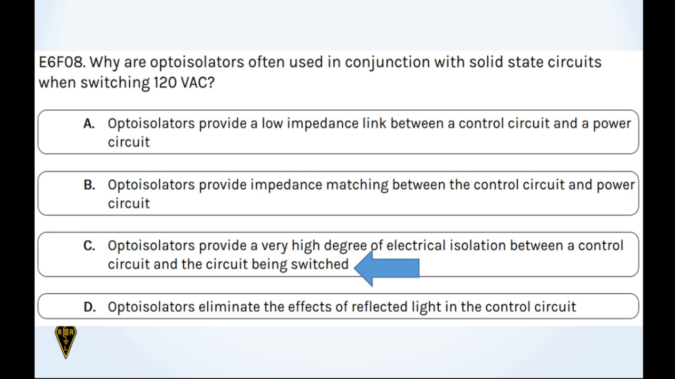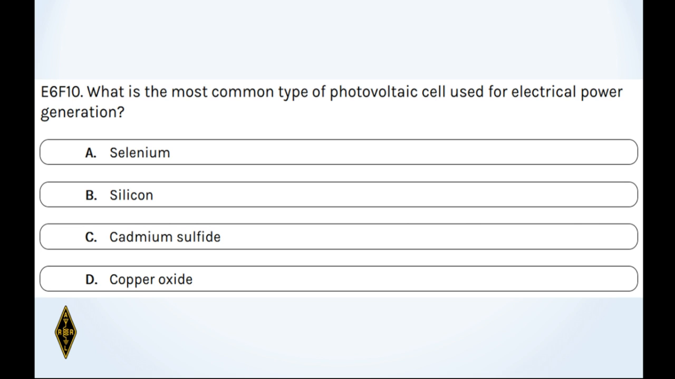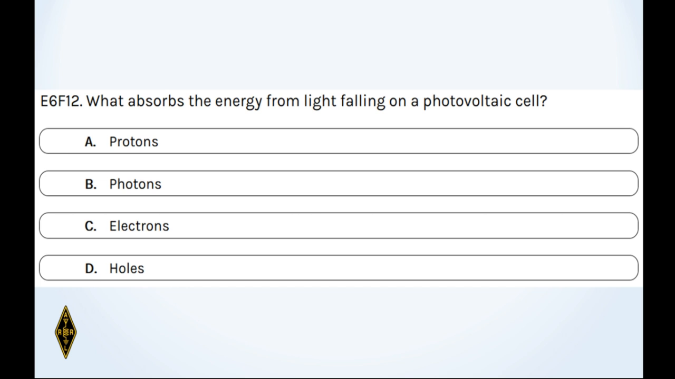And what is the efficiency of a photovoltaic cell? It has to do with the relative fraction of light that is converted to current, which is why you want to keep your solar panels clean. And what is the most common type of photovoltaic cell used for power generation? Silicon. And which of the following is the approximate open circuit voltage produced by a fully illuminated photovoltaic cell? 0.5 volts, and many cells in series make up a panel. And what absorbs the energy from light falling on a photovoltaic cell? Electrons are moved to a higher orbit energy level.